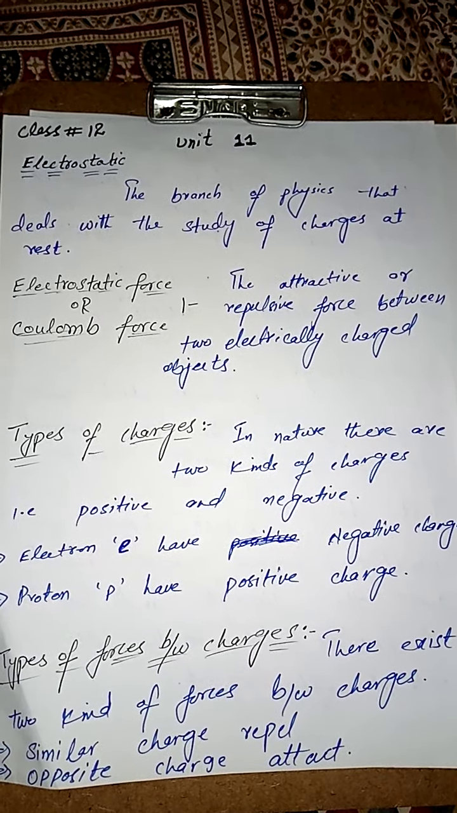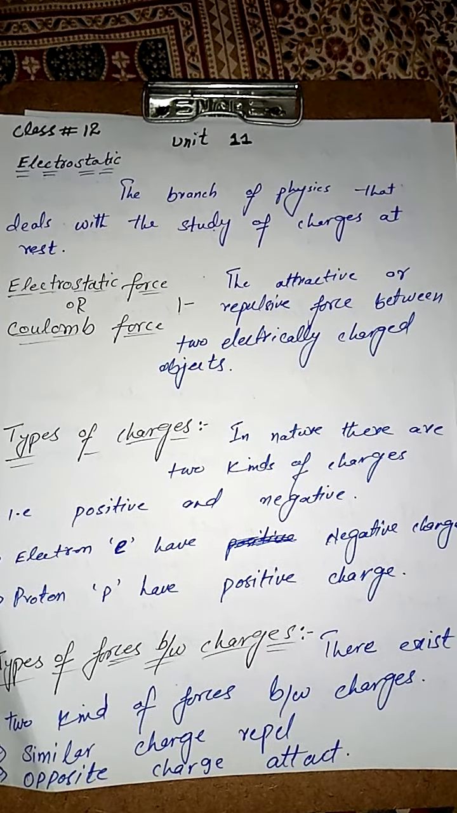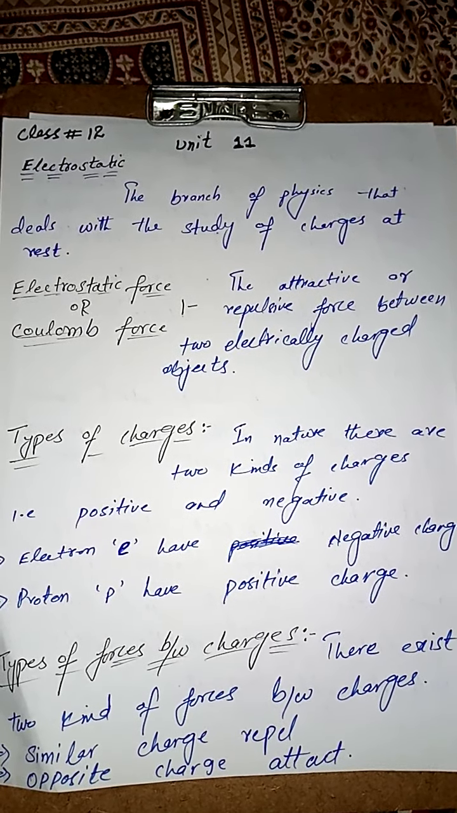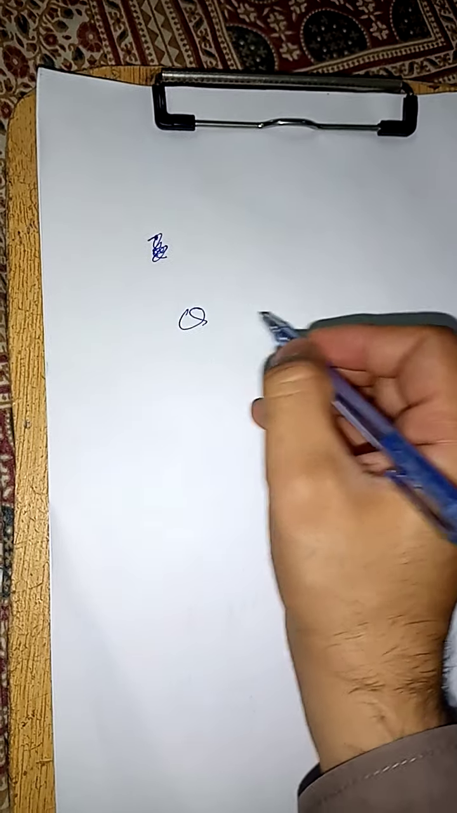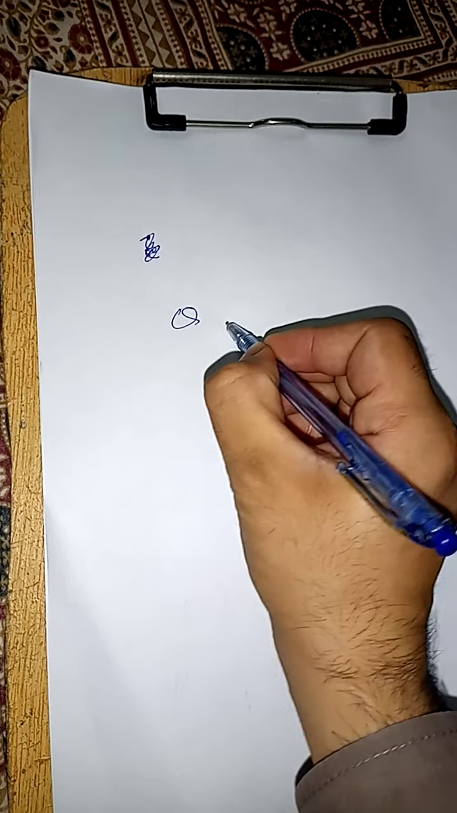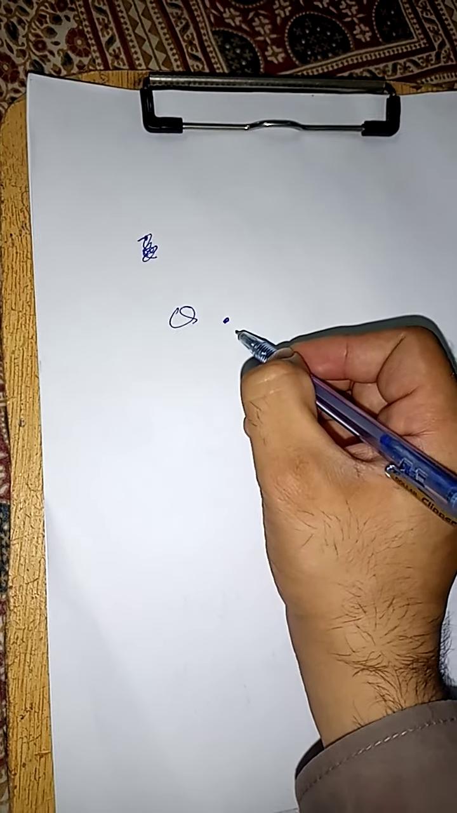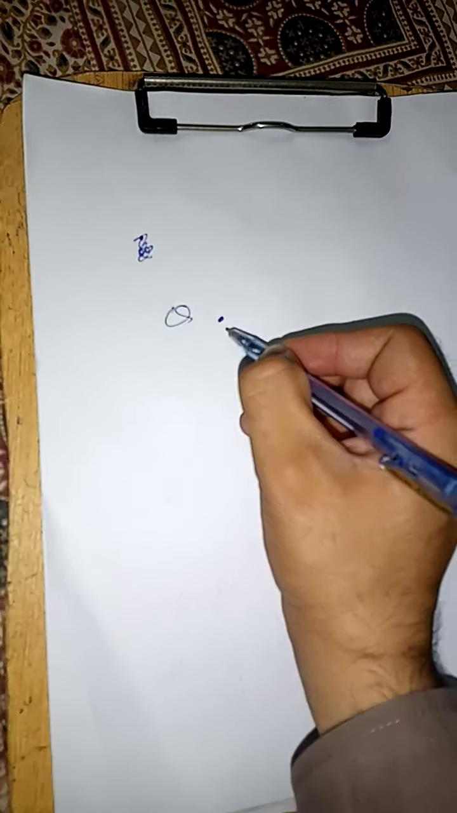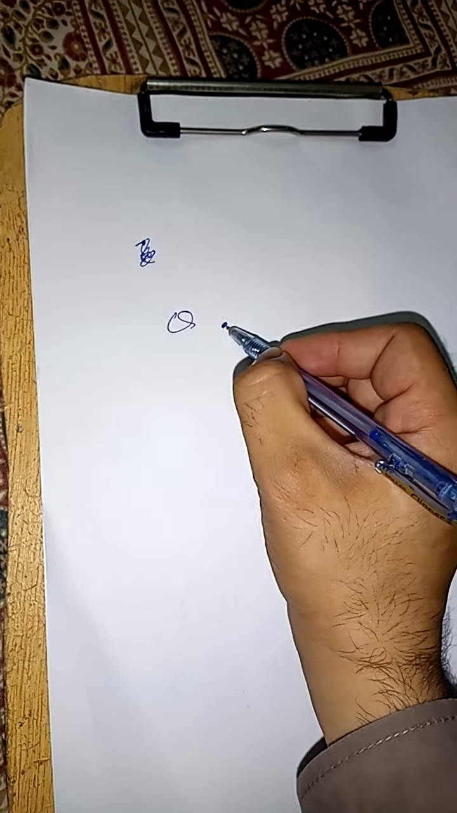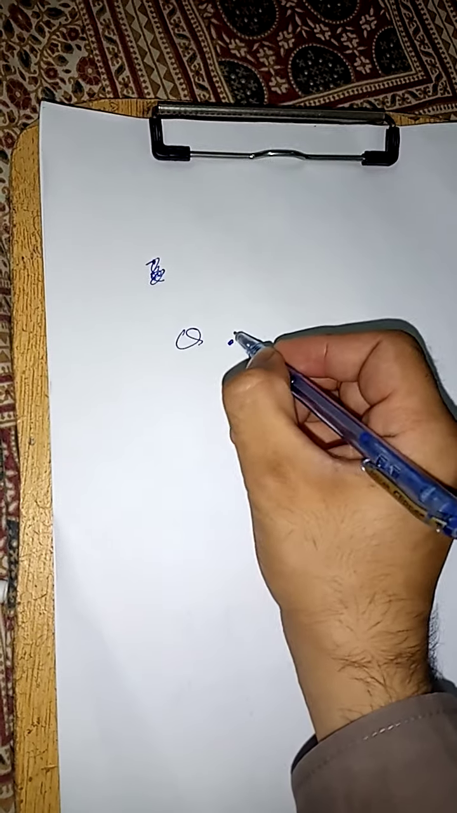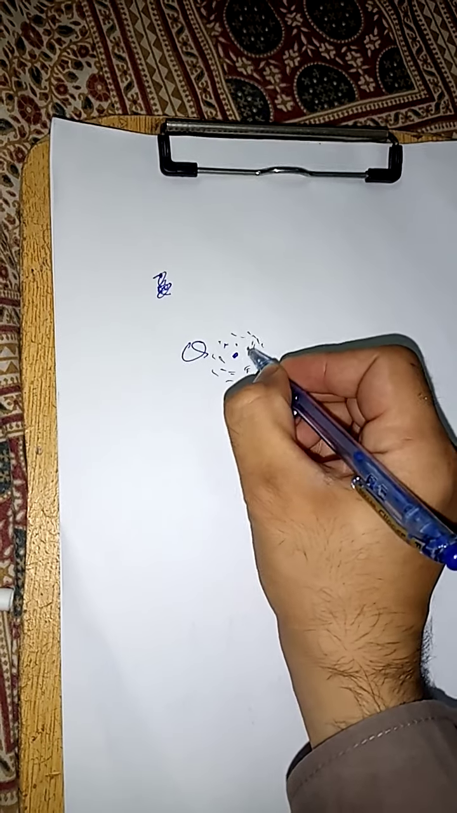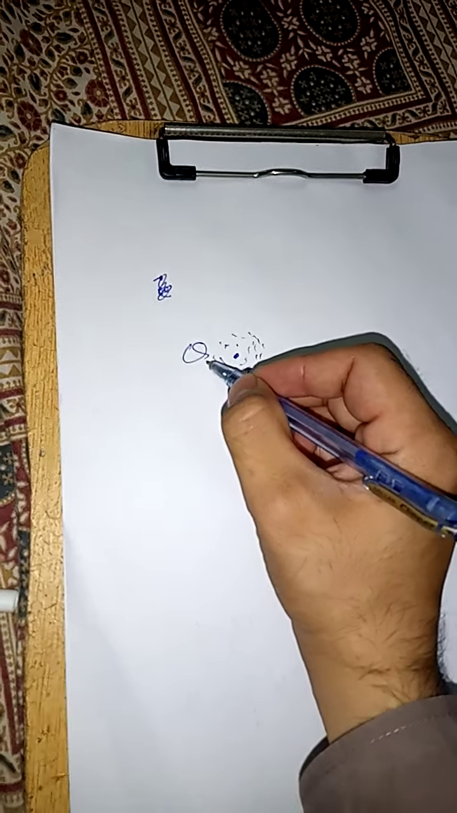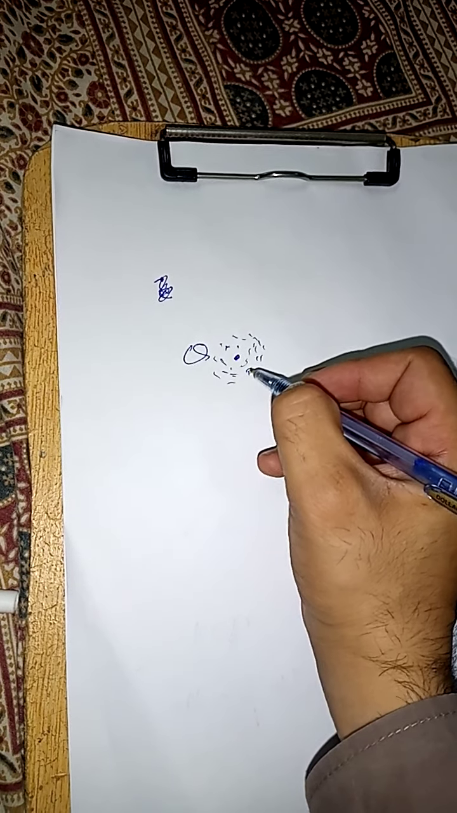So what is electrostatic? Electrostatic is the branch of physics that deals with the study of charges at rest. For example, we have a charge q. If the charge is at rest and we are studying its properties, this is called electrostatic. If a charge is at rest, it must have an electric field around it. But if a charge is in motion, it will also have a magnetic field.